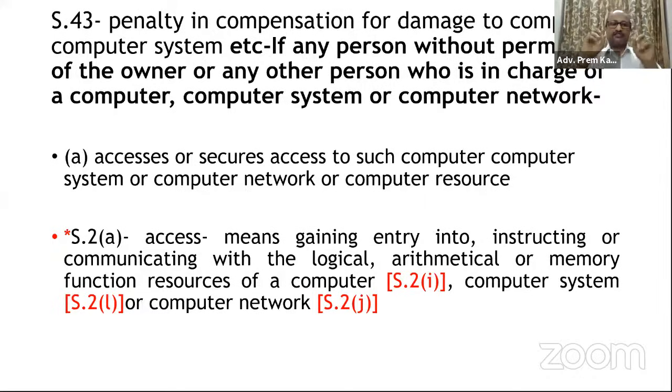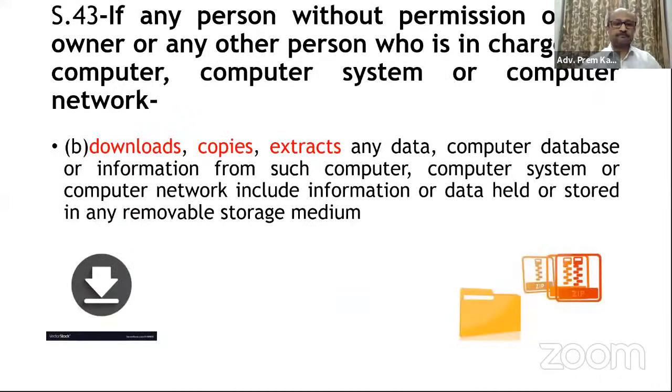So now, if we understand accesses or secures access to such computer system or computer network or computer resource without the permission of the owner or the person who is in charge, having a dishonest or fraudulent intention, right? I hope I'm pretty clear with that. I will take up the questions as it comes. So we proceed to 43B.